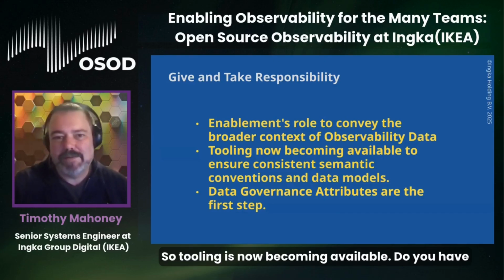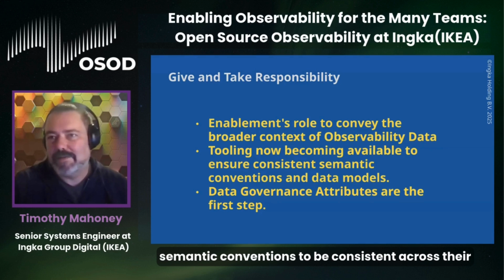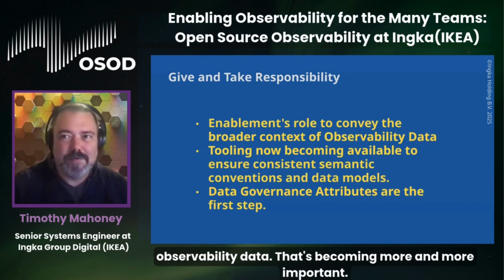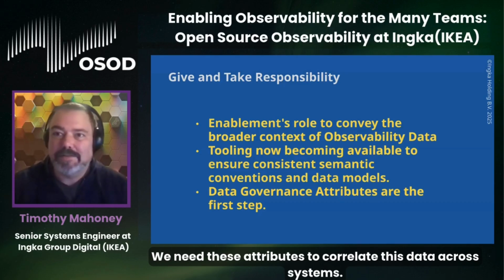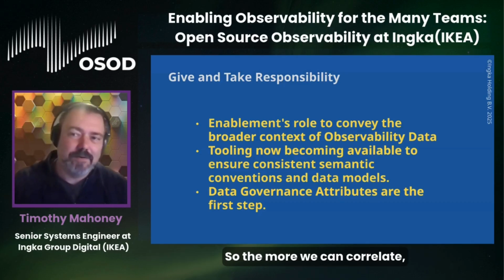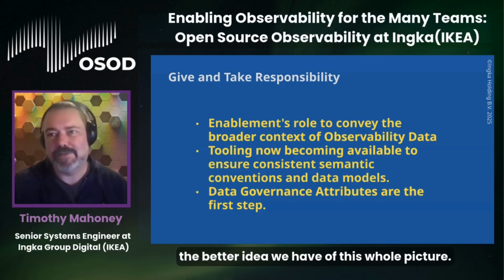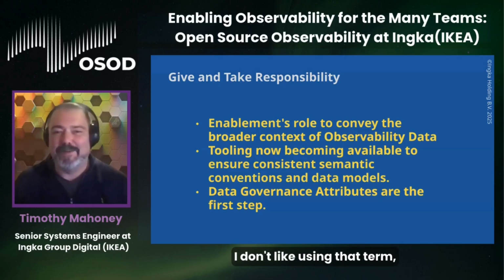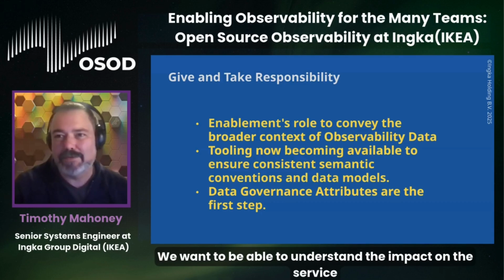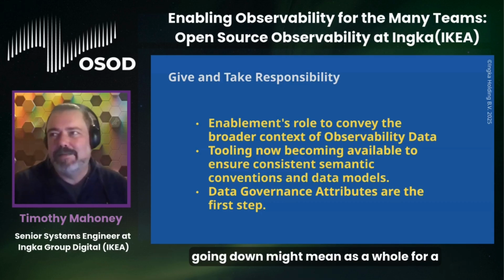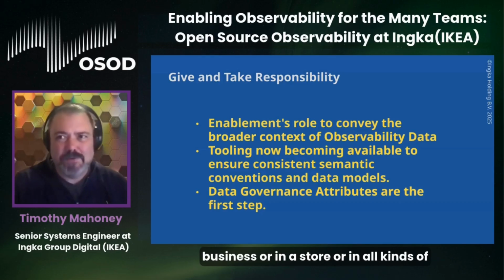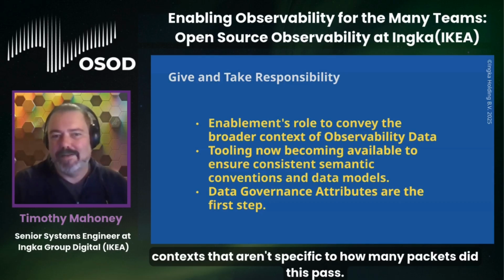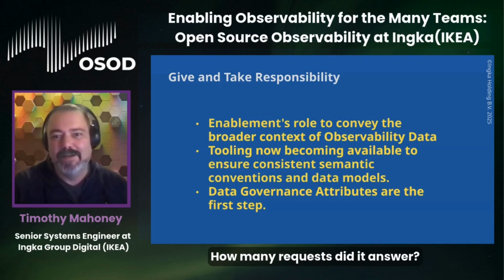So tooling's now becoming available to have semantic conventions be consistent across their observability data. That's becoming more and more important. We need these attributes to correlate this data across systems. So the more we can correlate, the better idea we have of this whole picture. I've heard it referred to as flight tower view. I don't like using that term, but we want this idea of the whole organization. We want to be able to understand what the impact of this service going down might mean as a whole for a business or in a store, or in all kinds of contexts that aren't specific to how many packets did this pass, how many requests did it answer.